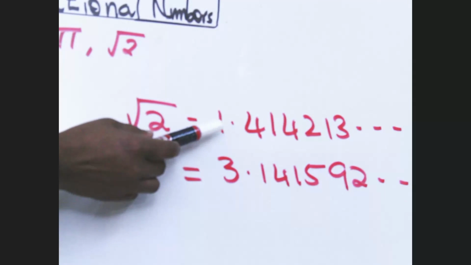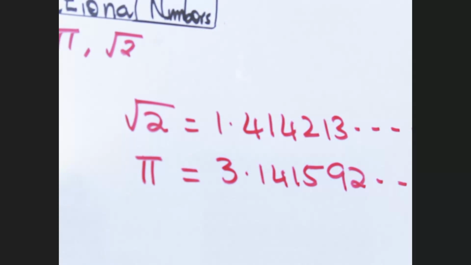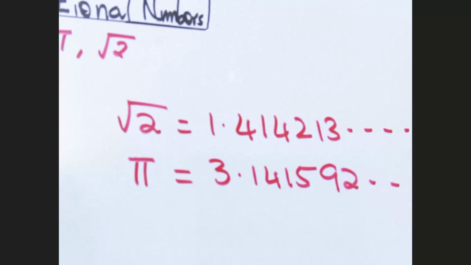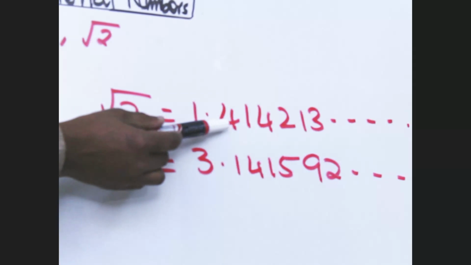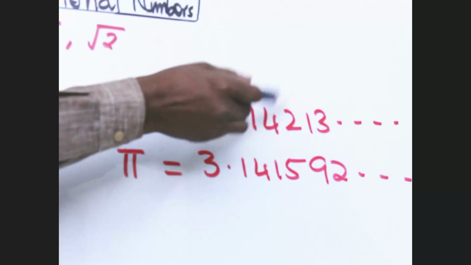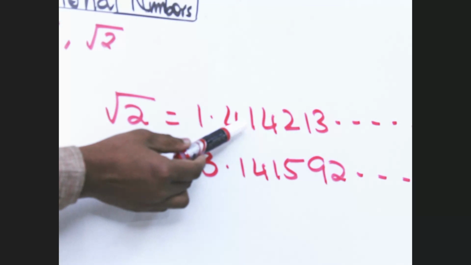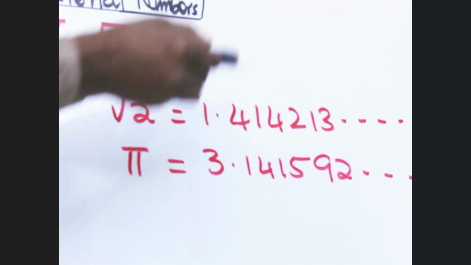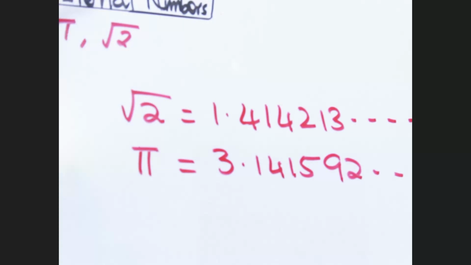Another example is root 2. Root 2 is equal to 1.414213, etc., which means you can see here the number sequence is not repeating, 4, 1, 4, 2, 1, 3 and so on. So this is also a good example of an irrational number.